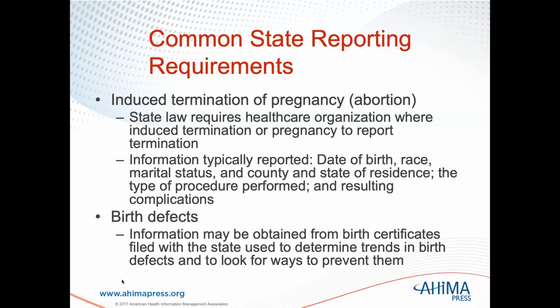And then, of course, again, this is PHI that gets reported, but the state strips that off to then just report statistics. Birth defects. This information is usually obtained from birth certificates filed with the state where they're looking to determine trends in birth defects and look for ways to prevent them. And again, that information does go all the way up to the federal level because they're constantly looking for ways to decrease birth defects.